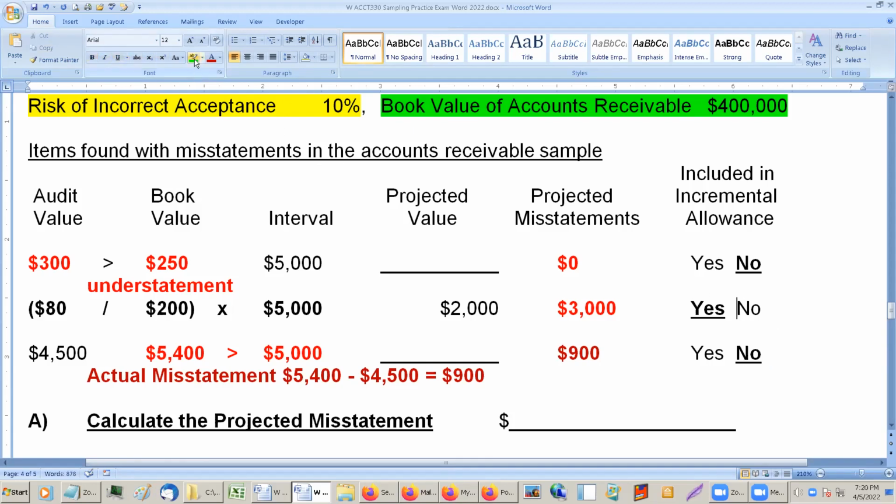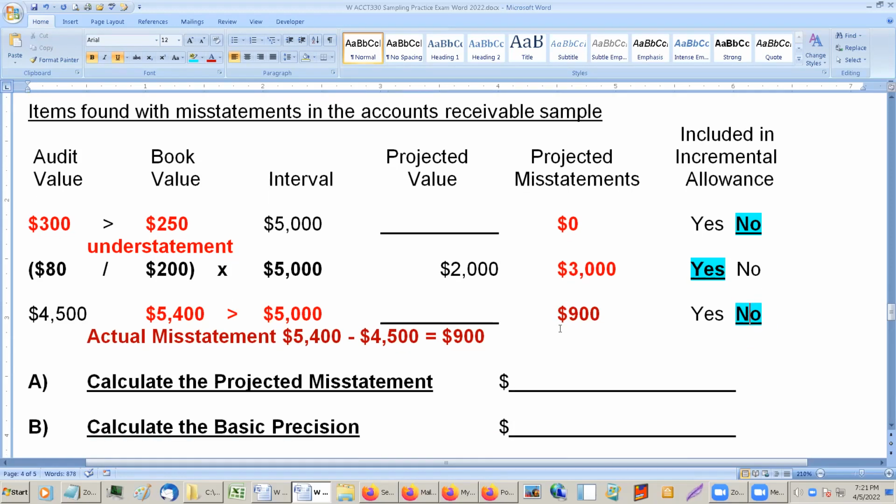And so when it comes to the incremental allowance, there's only one of these that's going to be there. Well, this one's not a misstatement at all. The first one's not a misstatement at all, which I know is strange. And then this one is a misstatement, but it could not get any worse. It's as bad as it's going to get for that interval. So these together will be our projected $3,900.